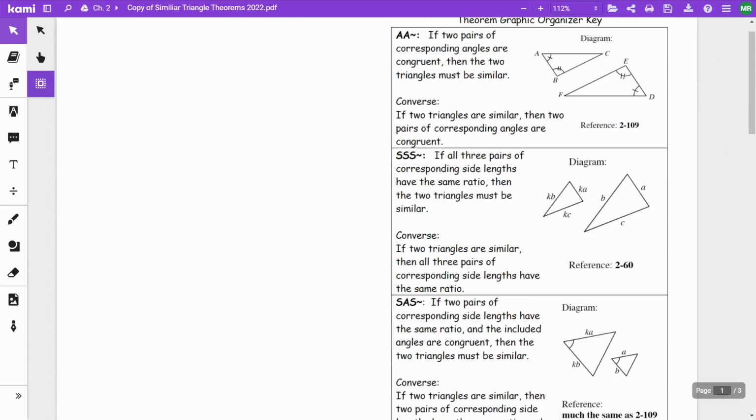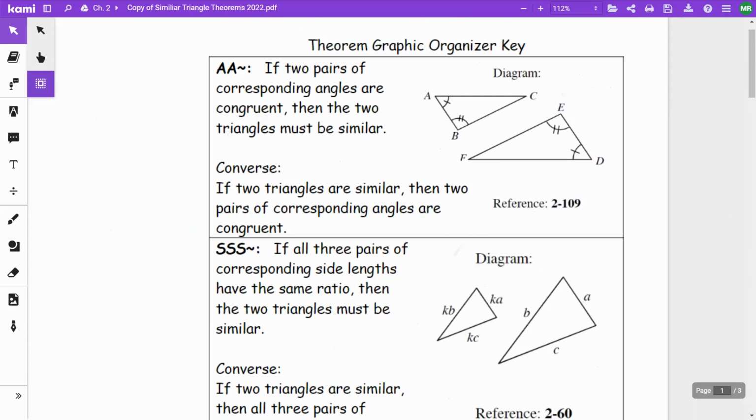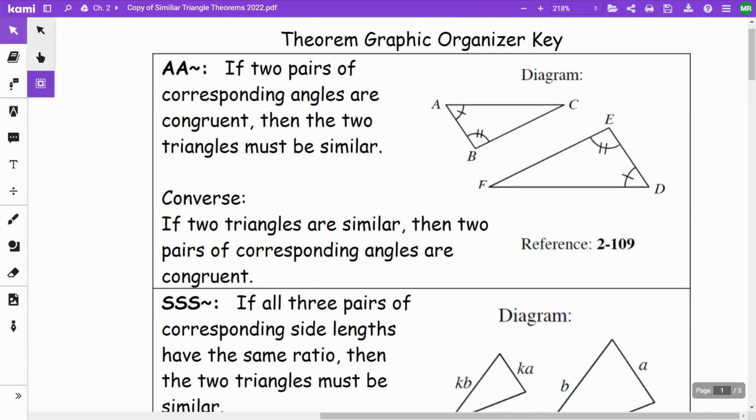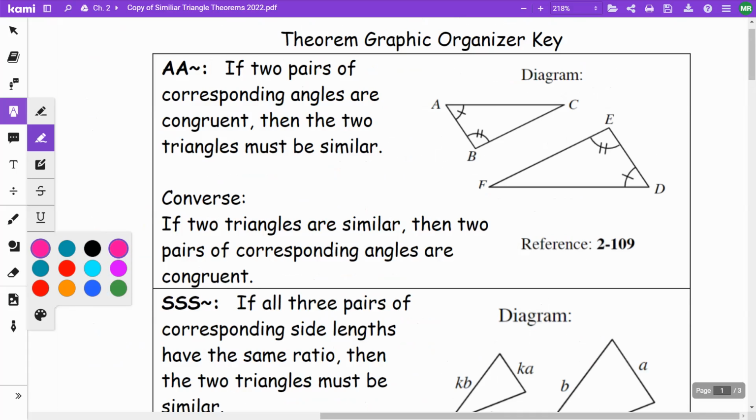And on this, you see that we have similar triangle theorems here. So the first one we have is angle, angle, angle. So in that situation, angle A is congruent with angle D. Angle B is congruent with angle E. If two angles are congruent, then the triangles will be similar, and the converse is there also.